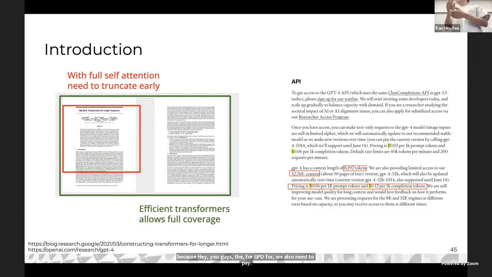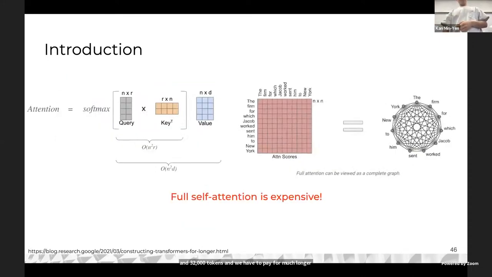GPT-4 can handle 8,000 tokens and 32,000 tokens, and we have to pay for much longer context, for much longer generation and input. We already have a very detailed illustration of self-attention. I just give you an example here. For an input sequence, we calculate attention scores in n squared. And this is very expensive.